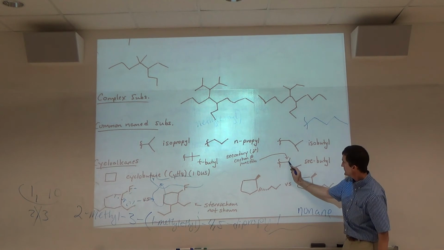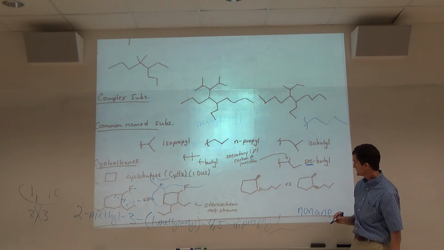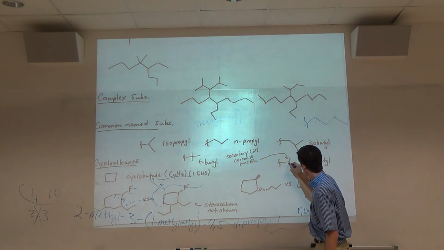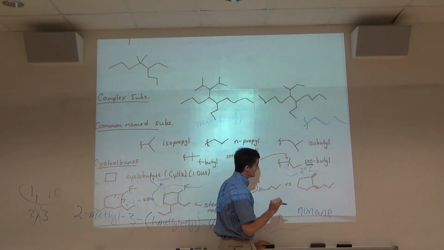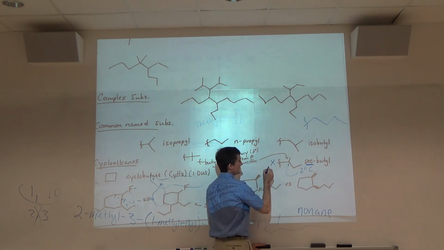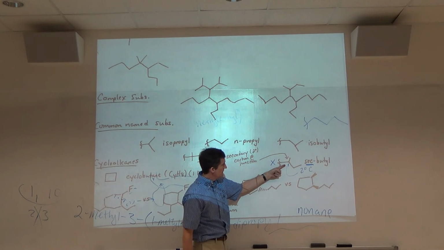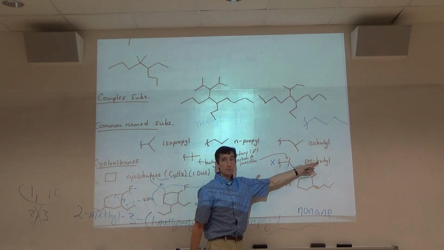Sec-butyl has the branch at the first carbon. So this is a secondary carbon right there. See, that's a little bit misleading. If we call this X, that's non-carbon. How many carbons is that bonded to? If that's not a carbon? 2, so it's a secondary carbon. That's why it's called sec-butyl.